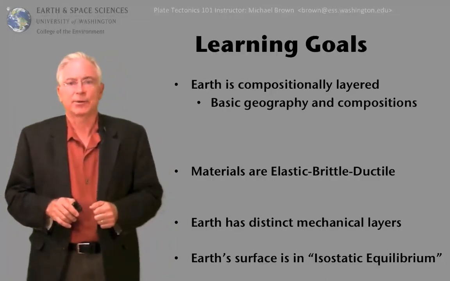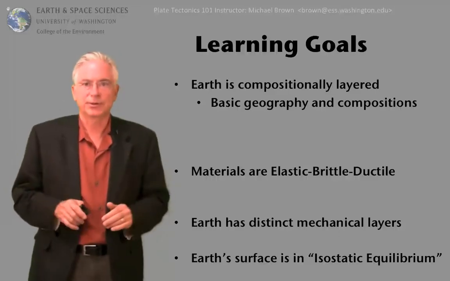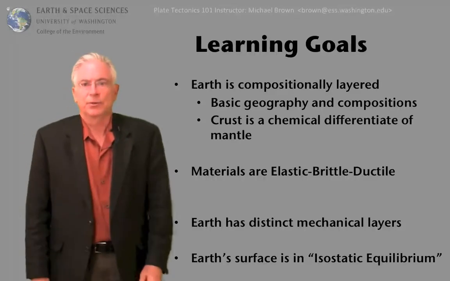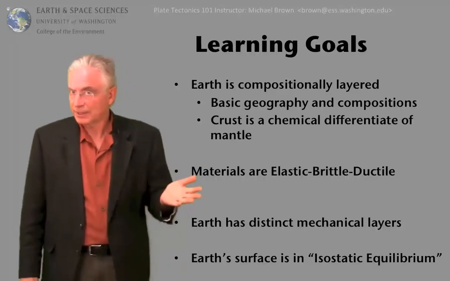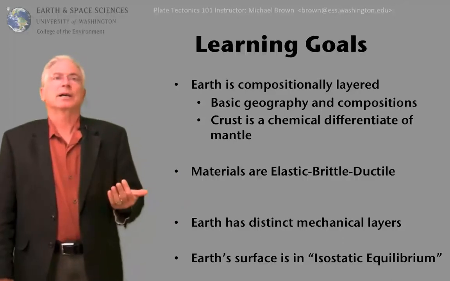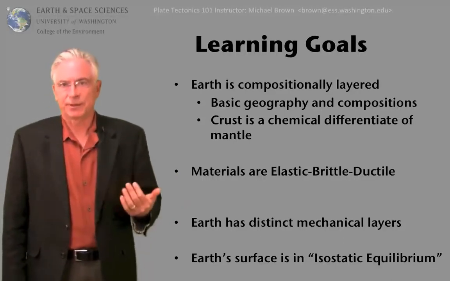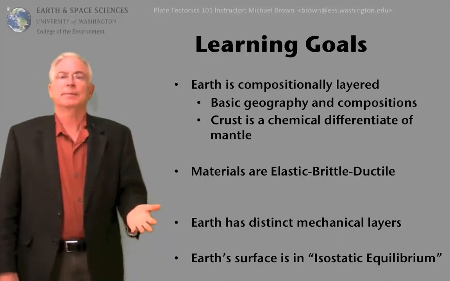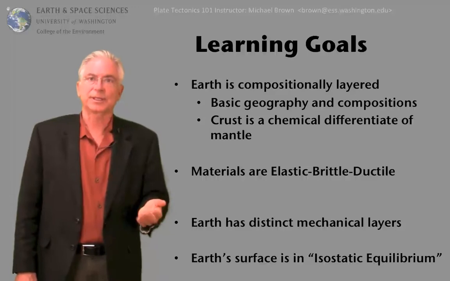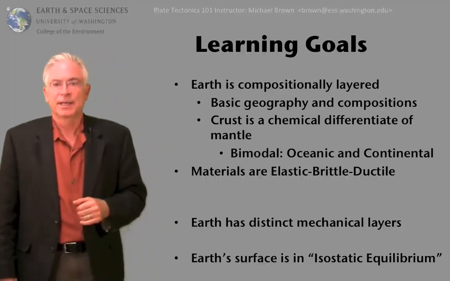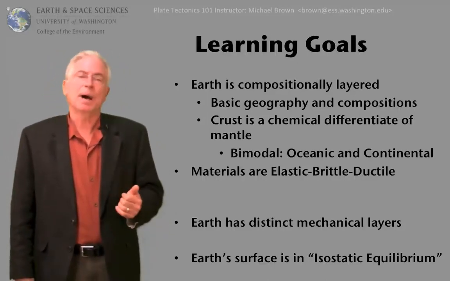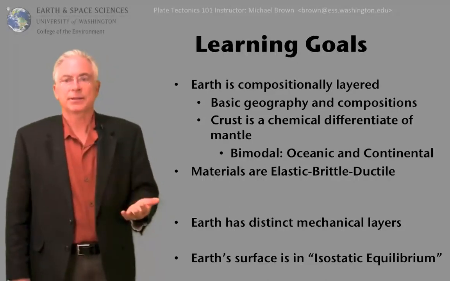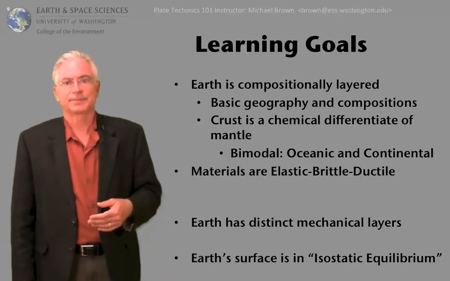So in the first category, Earth is compositionally layered. You need to know the geography of the layers and something about their composition. You also need to know that the crust, the thing that we live on, is basically a chemical differentiate of the mantle. We make the crust out of taking some of the chemicals in the mantle through the process of volcanism and making a crust. This process leads to a bimodal distribution of crust on Earth. There is the crust that underlies the ocean and the crust that underlies the continents.